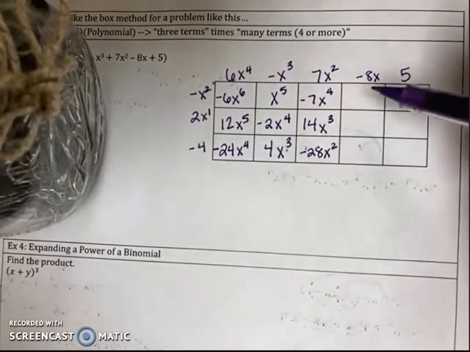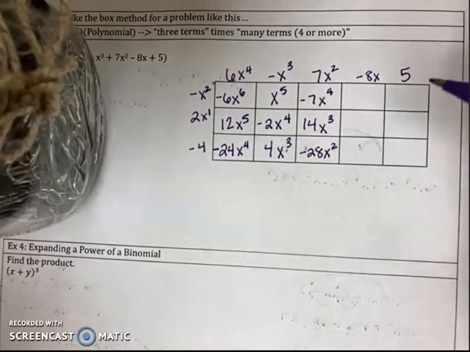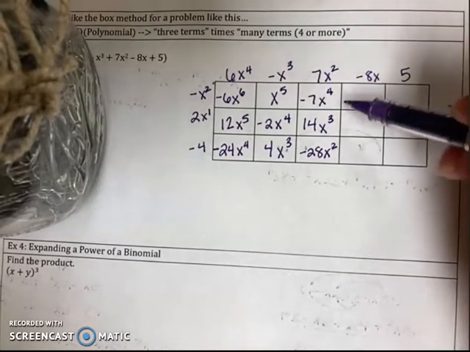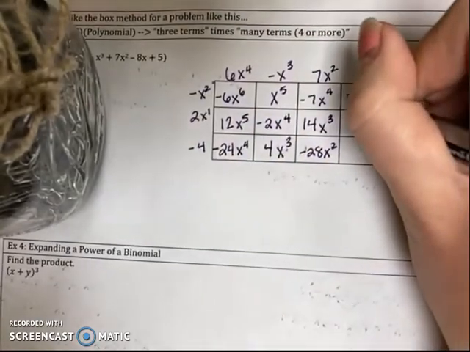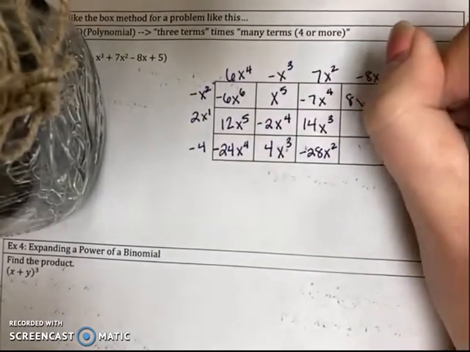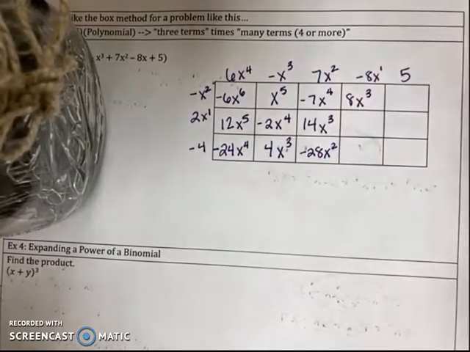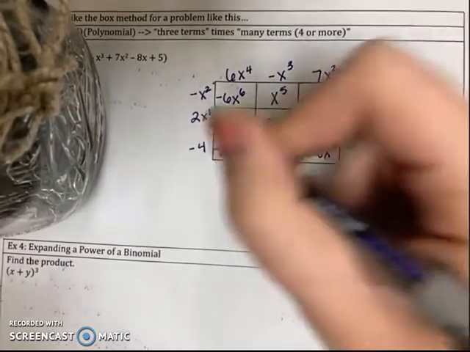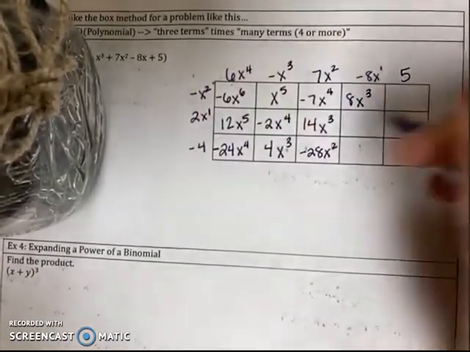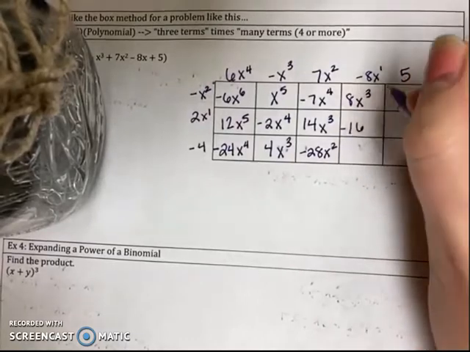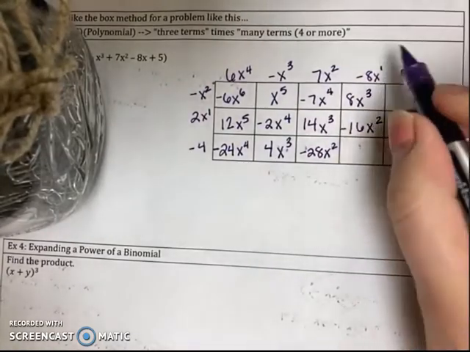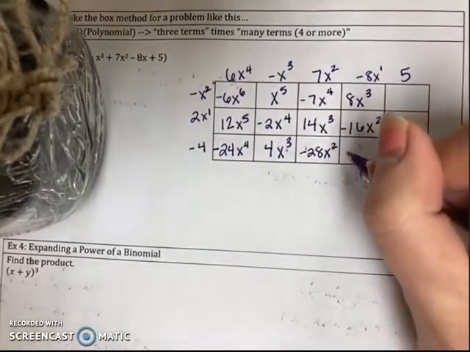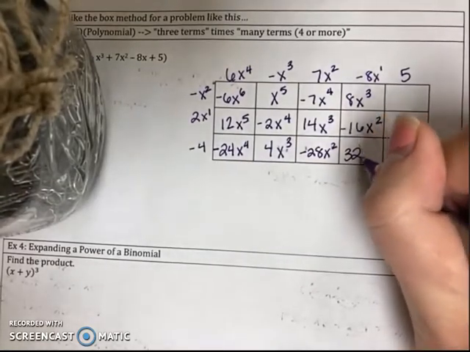All right, now we have the negative 8x. So I would multiply it by everything that's on the left. Once again, negative 8 times a negative 1 is a positive 8. X times x squared is x cubed. Technically, this is a 1, so 2 plus 1. Next, we have negative 8x times 2x. So negative 8 times 2 is a negative 16. X times x is x squared because it's 1 plus 1. Negative 8x times negative 4 is a positive 32x.